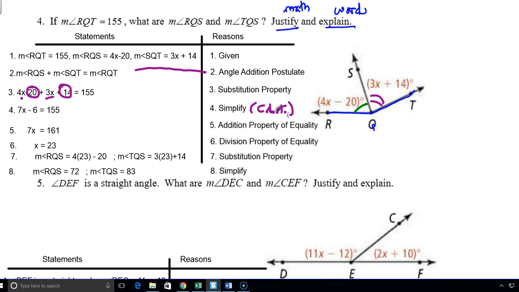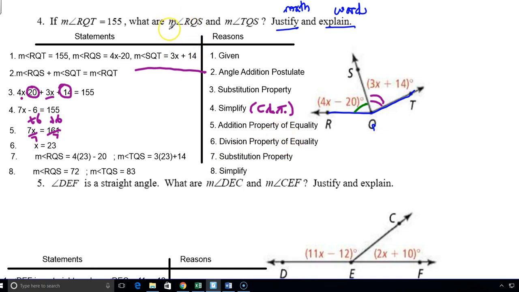Okay, so what are we going to do now from step 4 to step 5? Well, we're going to add 6 to both sides. So we're going to add 6 here, and we get 7x equals 161. How did we go from step 4 to step 5? The addition property of equality. Of equality means whatever we did to one side, we also did to the other. Then to go from step 5, here we're going to divide by 7. 161 divided by 7 is 23. That's the division property of equality.